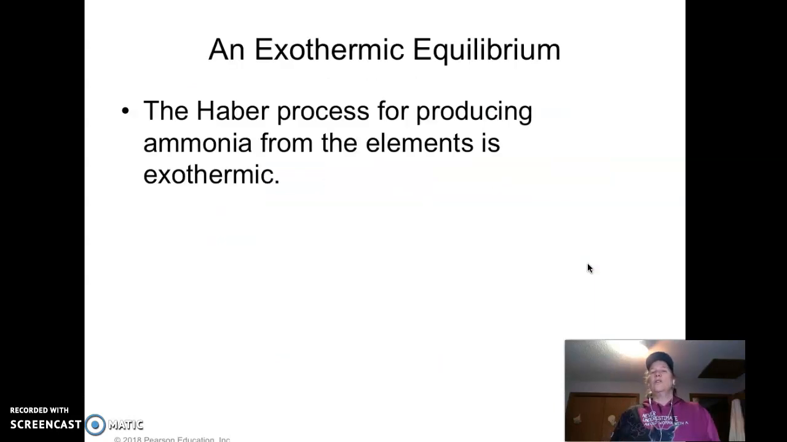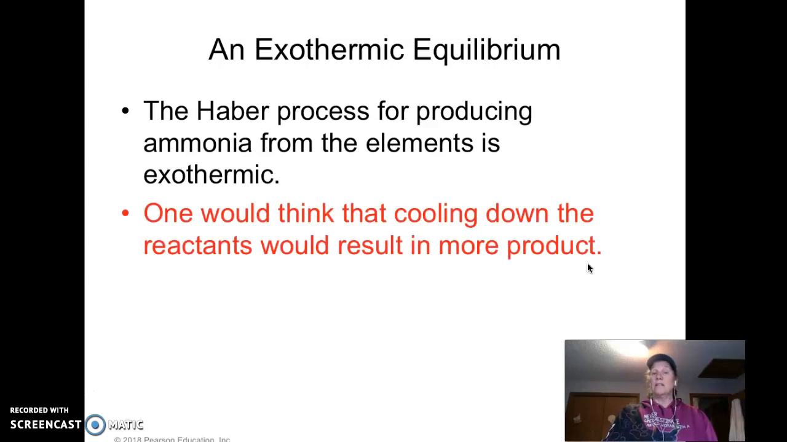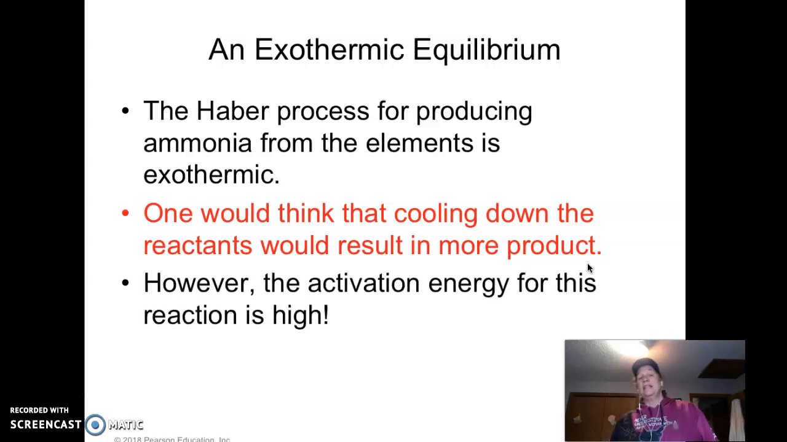Okay, so when we're looking at an exothermic equilibrium, and again, we go back to the Haber process, the process for making ammonia. It's a big deal because it's a common thing. One thing you'd think is that if you cool down the reactants, you would end up with more product, but that's not the case, because if you do it too much... you're thinking, okay, I want to cool down the reactant so it can produce more product, because that's a big thing.